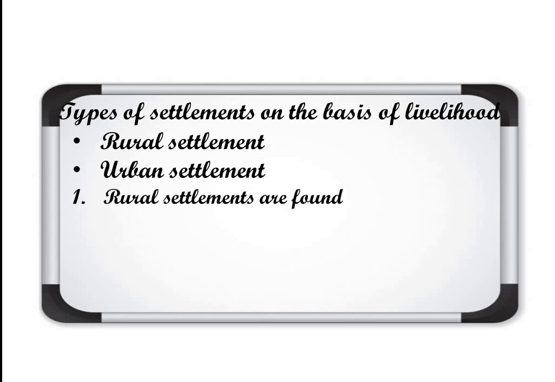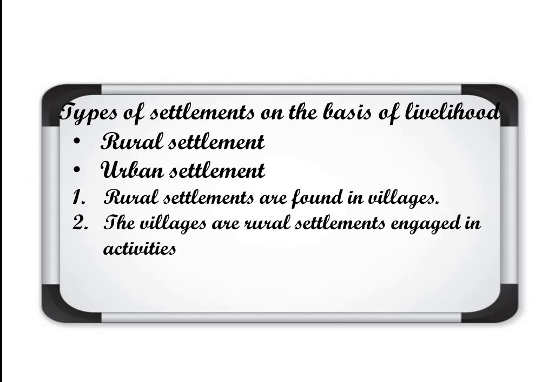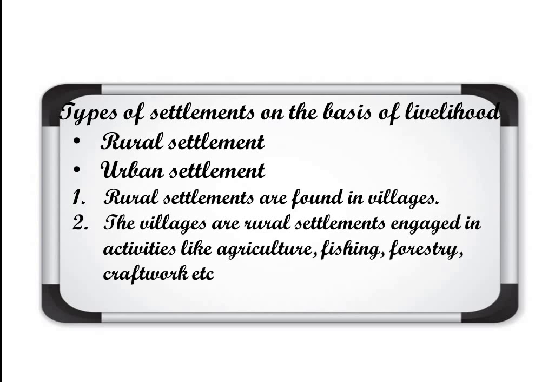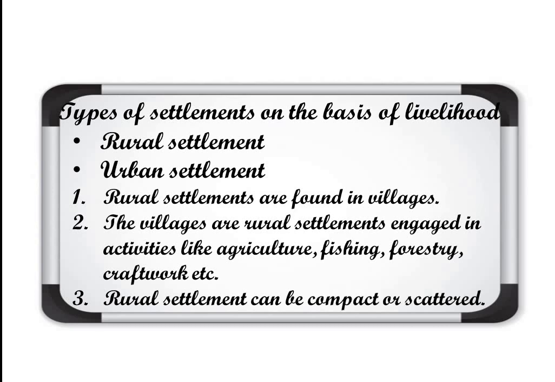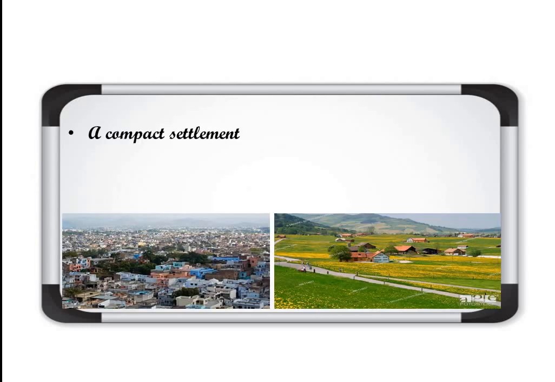Rural settlements are found in villages. The villages are rural settlements engaged in activities like agriculture, fishing, forestry, craft work, etc. That depends on the area. Like fishing, definitely the villages near the coastal areas are involved in fishing, but the main activity is agriculture. Rural settlements can be compact or scattered. We will discuss what these compact and scattered settlements are. Here in these pictures you can see, I will tell about that.